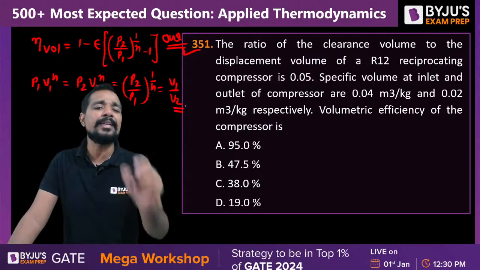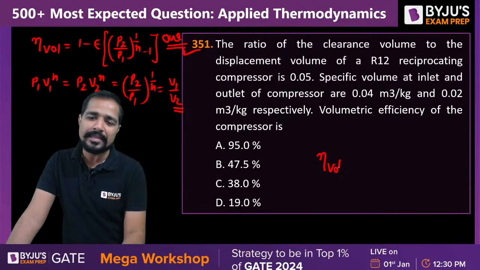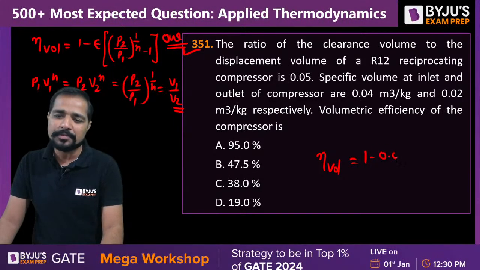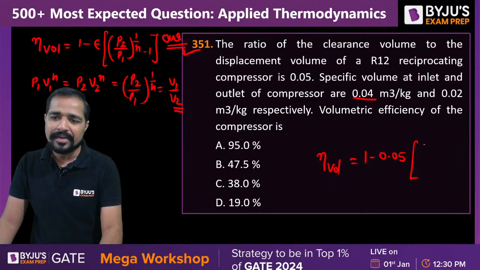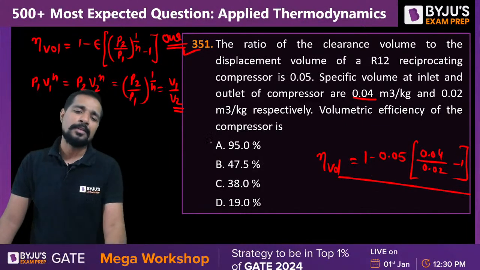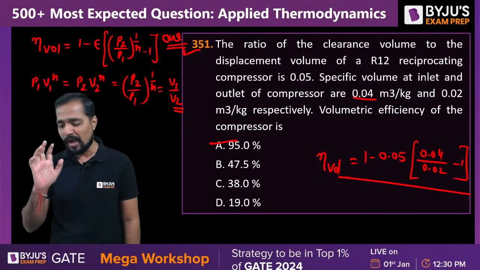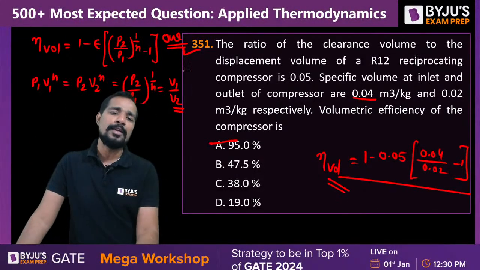It is already clearly mentioned in the question. So in this case, if you want to write the volumetric efficiency, it can be written as 1 minus the clearance volume 0.05, and V1 by V2, V1 0.04, V2 0.02, minus 1, is the correct answer. 0.95, my dear. Absolutely right. Only 5 or 6 people of you have written the correct answer. If you want to solve, then definitely you need to solve this type of question.